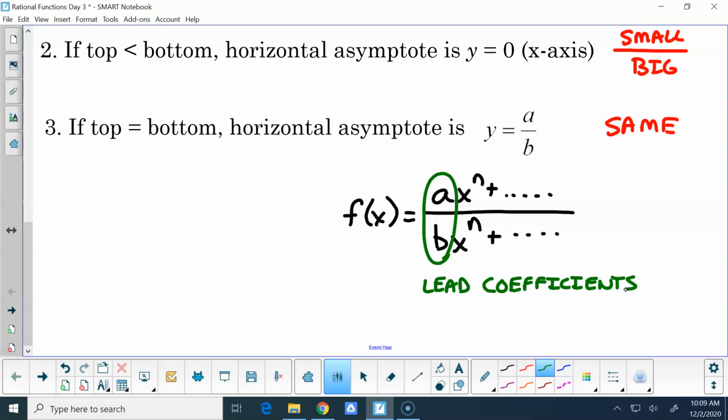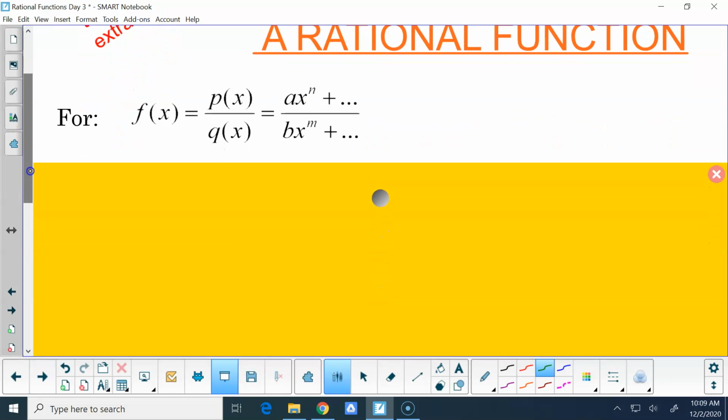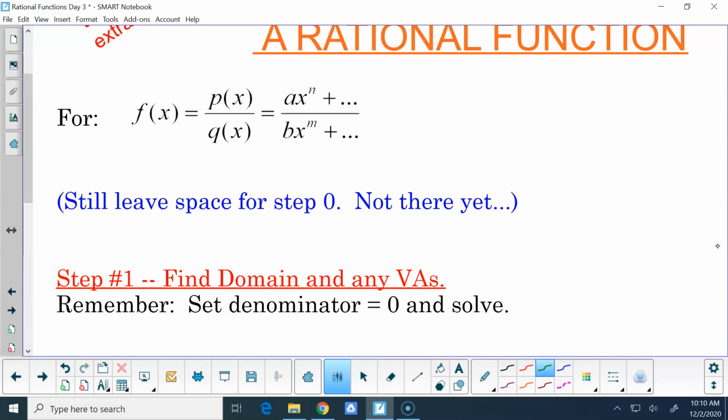So, if we go to our cheat sheet, okay, your extra sheet now, we're still saving some space for step 0. Okay, we'll get there. We're not quite there yet. Step number 1 was what you got from Monday: find the domain and find any vertical asymptotes. And we do that by setting the denominator equal to 0 and solving it. That gets us the restrictions for the domain, and it gets us our vertical asymptotes.